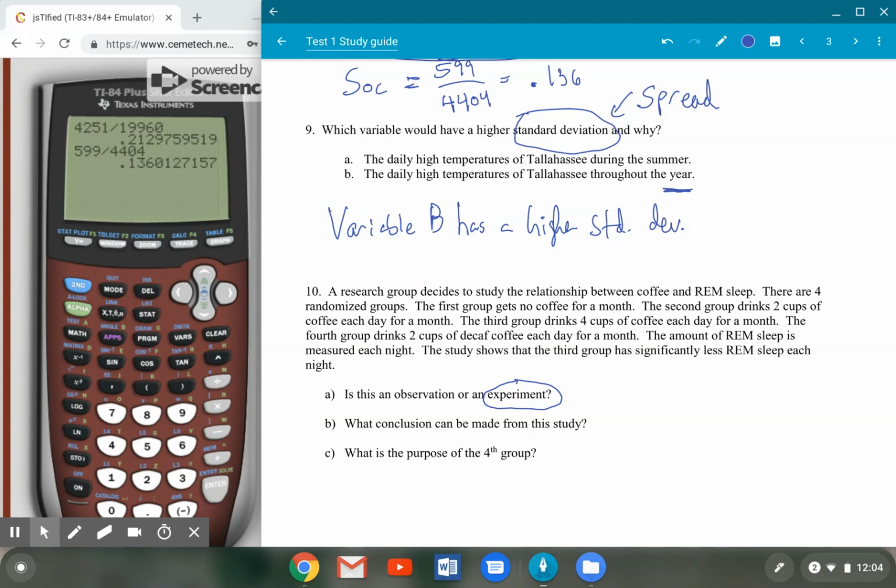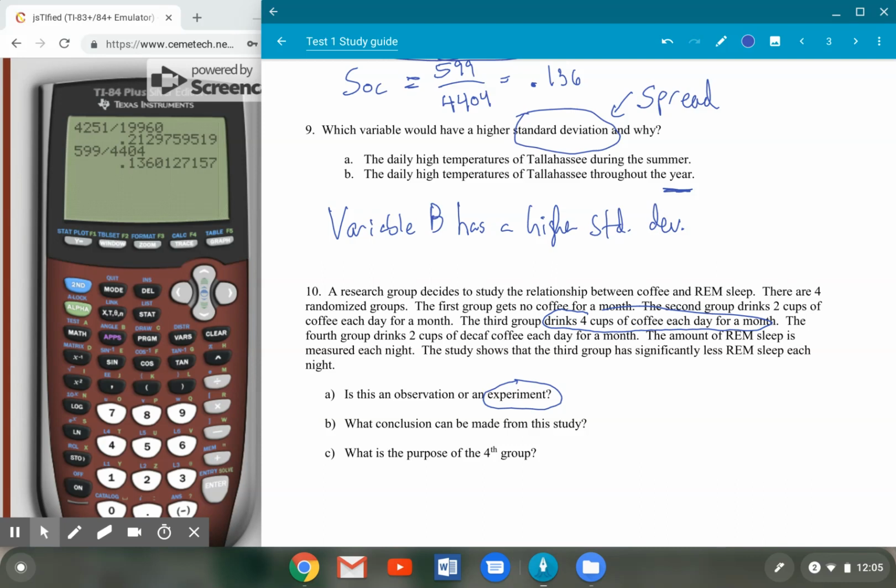We're not just asking people about their coffee consumption and their sleeping habits, but we are splitting them into groups, having them do different things. It's experimental. What conclusion can be made from the study? So because it's an experiment, we can say there's a cause and effect relationship here, that drinking 4 cups of coffee each day causes a significant reduction in REM sleep.